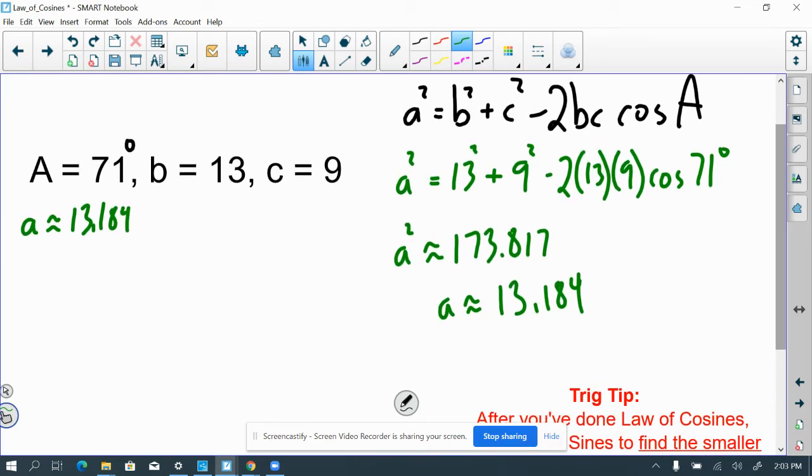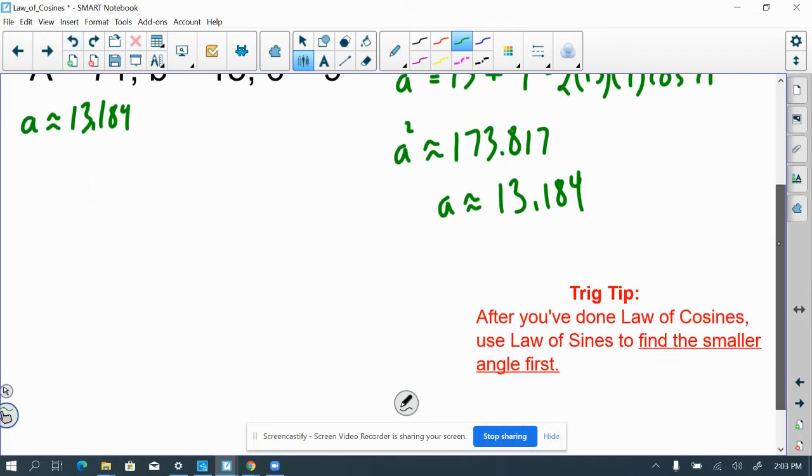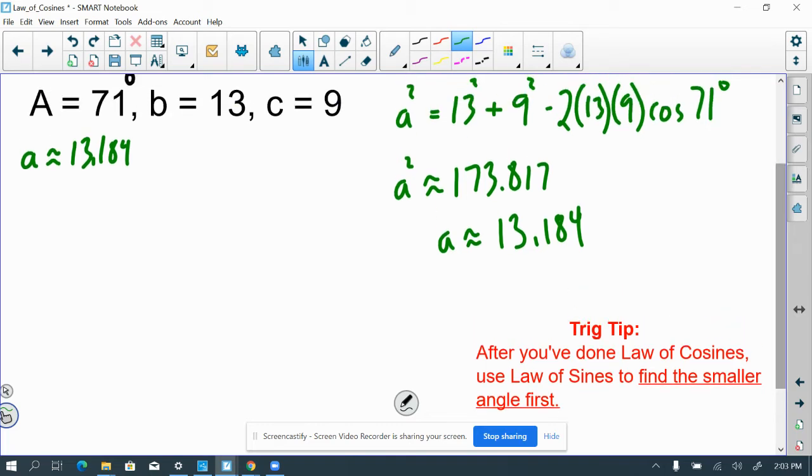Now I have that opposing relationship. I've got an angle and its opposing side. So I'm going to use law of sines now, but we've got a trig tip. After you've done law of cosines, you're going to use law of sines, but you're going to find the smaller angle first. I need to find angle B. I need to find angle C.